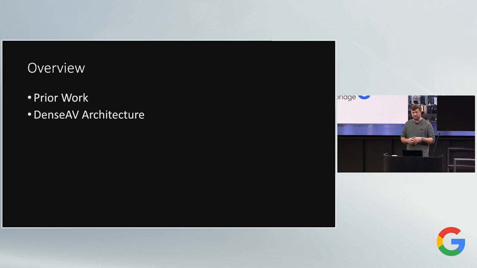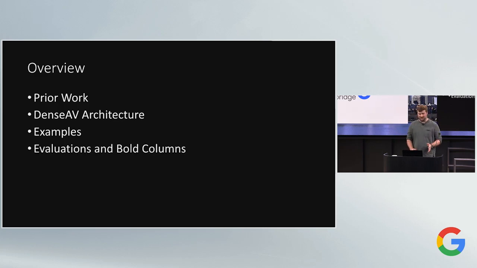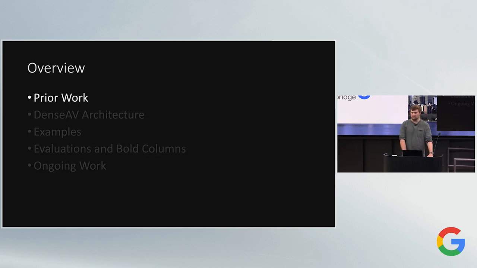And so to give you a quick overview of what we'll talk about today, we'll first talk about the prior work, what people are doing in this field, and we really stand on their shoulders to build some of these architectures. We'll introduce a model called DenseAV, which tries to learn the meaning of language in a purely unsupervised manner. We'll show some pretty pictures and examples. I'll whack you over the head with some bold columns here to really show that it works well. And then we'll talk about some ongoing work that we're really excited about in trying to understand what animals are saying to each other.